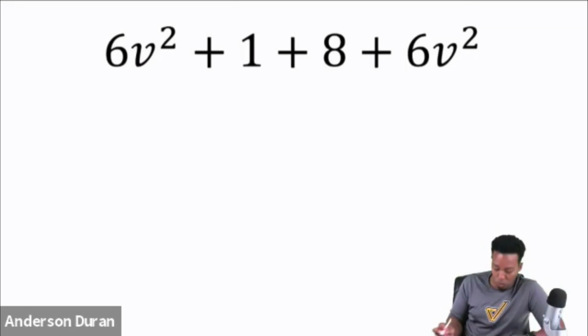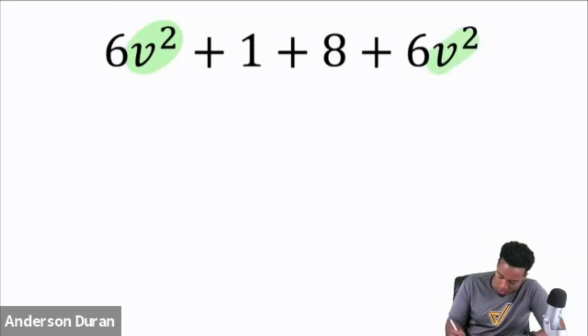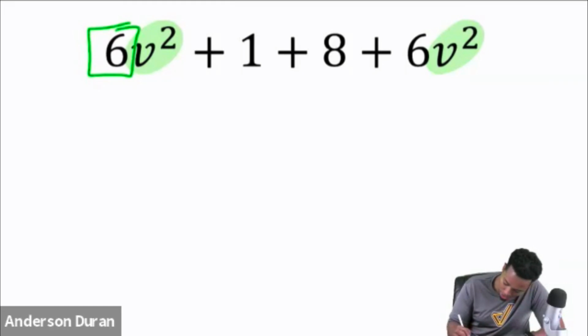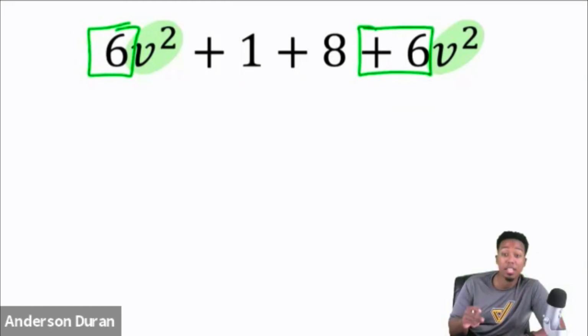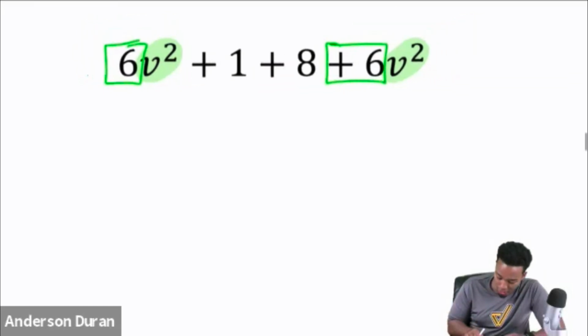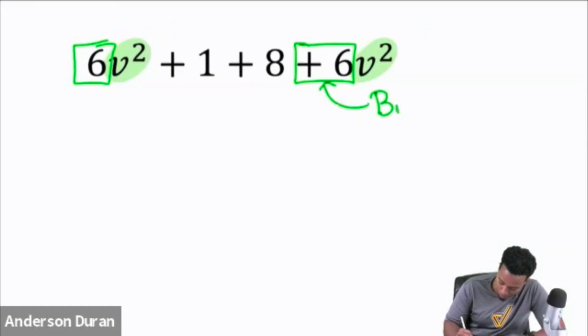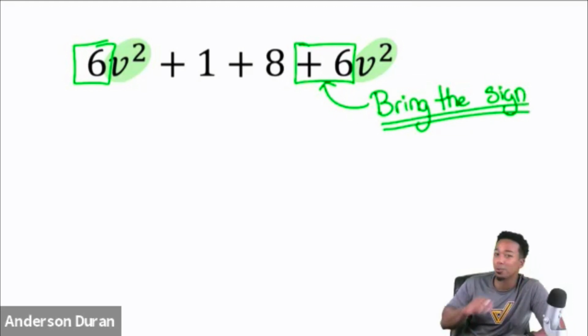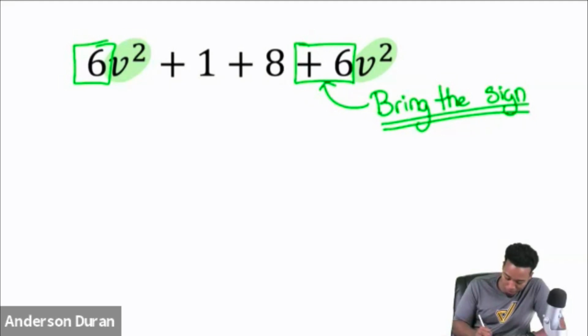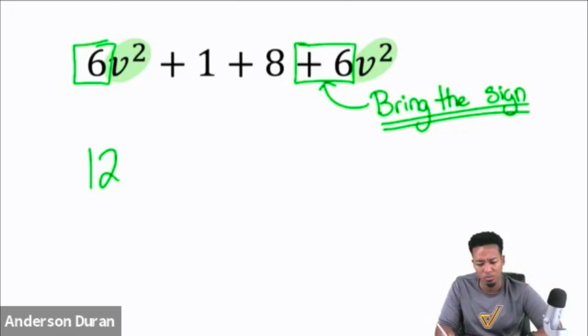Right, if we look at the v squareds, I got a v squared right here, v squared right there. So what I'm going to do is grab the 6 right there and a positive 6 again right there, because you're bringing the sign. Remember, bring the sign. Way too important. Super easy to forget. Bring the sign. And so if I have 6 plus 6, what's that going to be, everybody? Yeah, that's going to give us 12. Exactly. 12 what, though? V squared, V4, V9. What's it going to be?